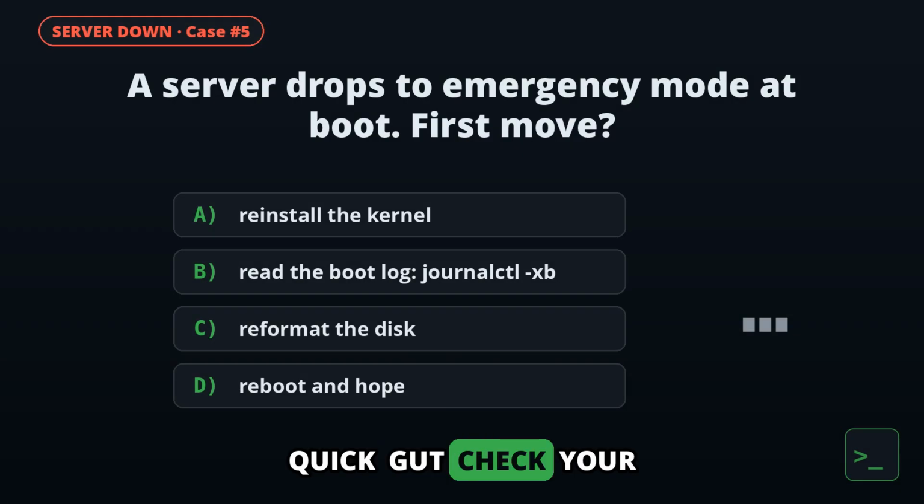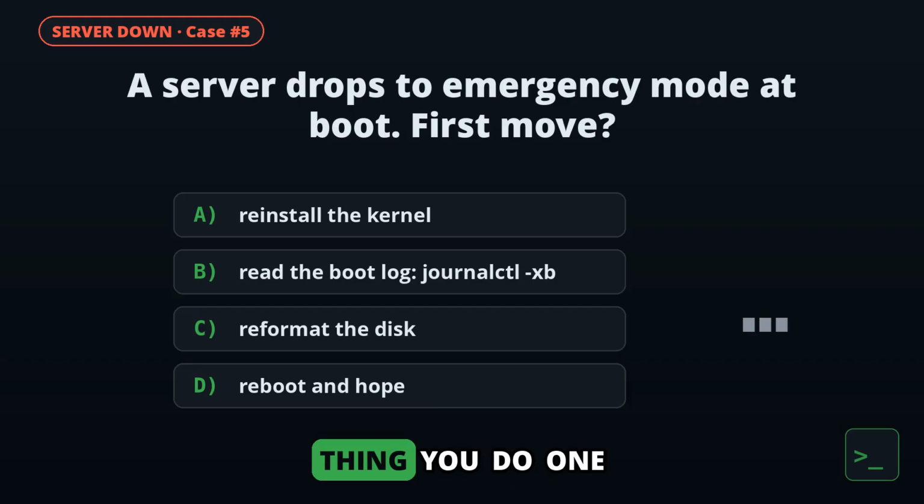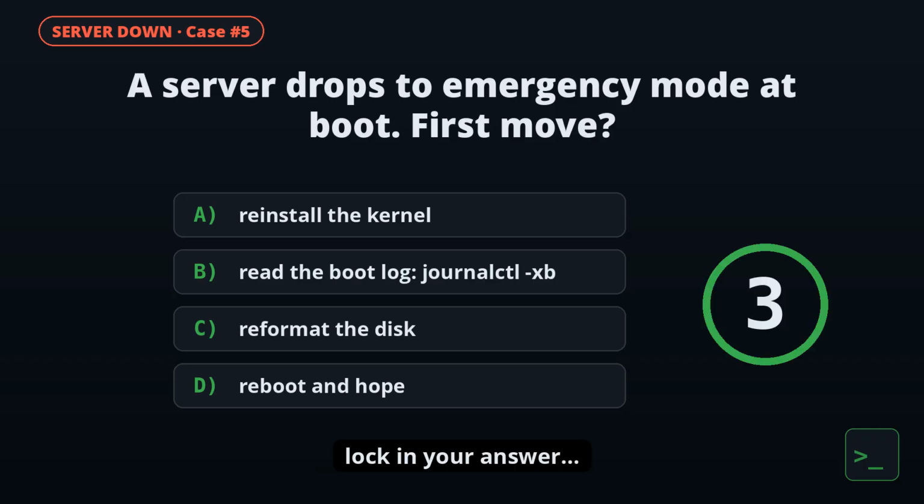Quick gut check. Your server boots straight into emergency mode. What is the very first thing you do? One of these is the calm, senior move, and the rest are panic. Lock in your answer, and we will prove it in the terminal.